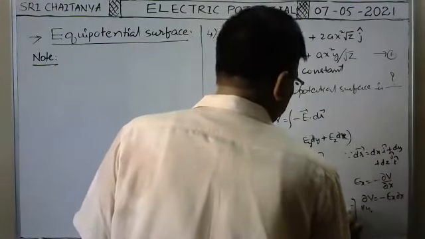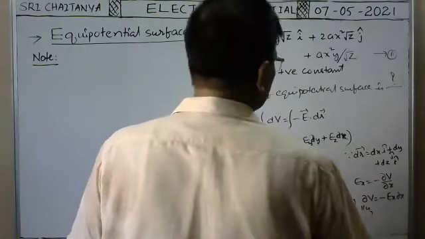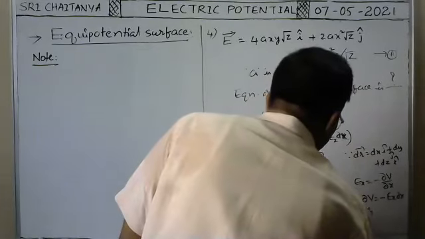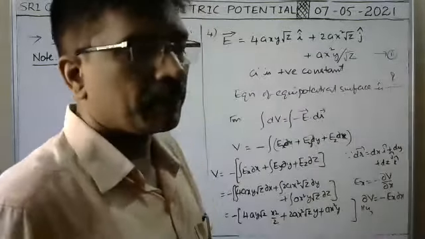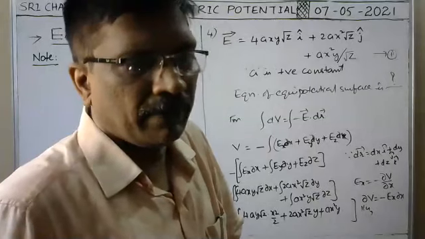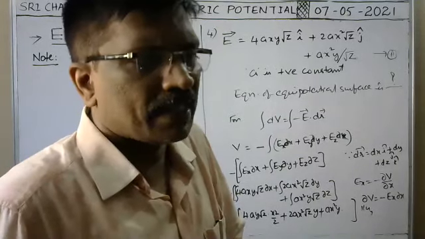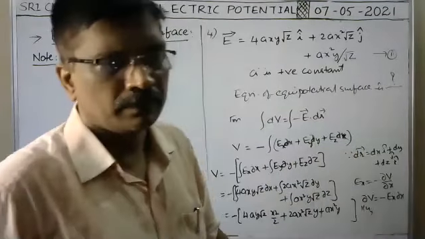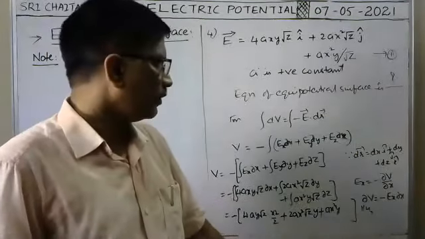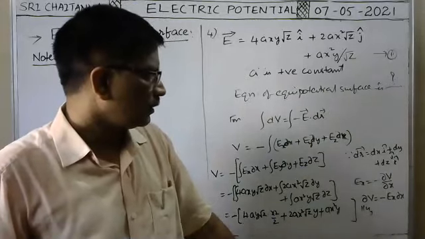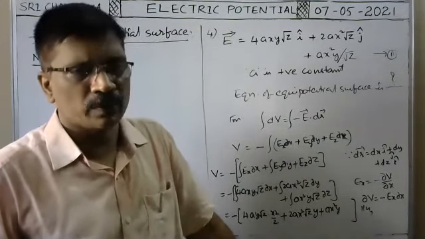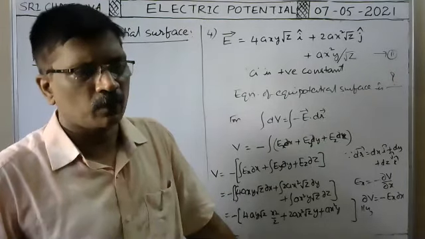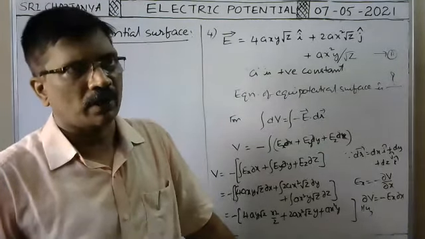Now you tell me. Ax square y into 1 by root z, that means z to the power of minus half. When you do integration, z to the power of minus half dou z gives what? Integral of z to the power of minus half dou z means plus 1, that means 1 by 2.